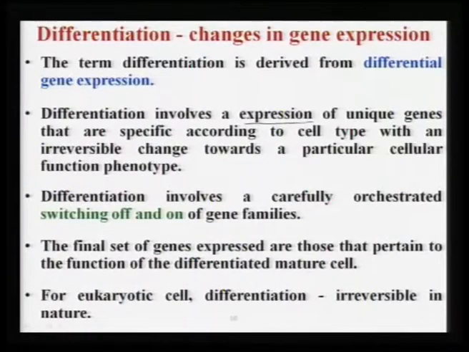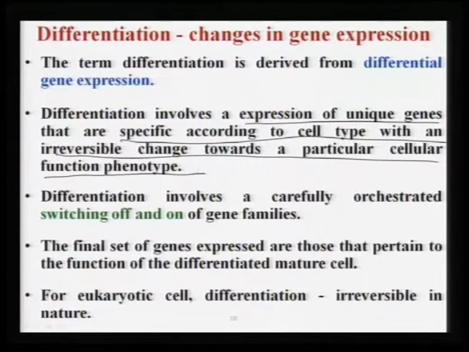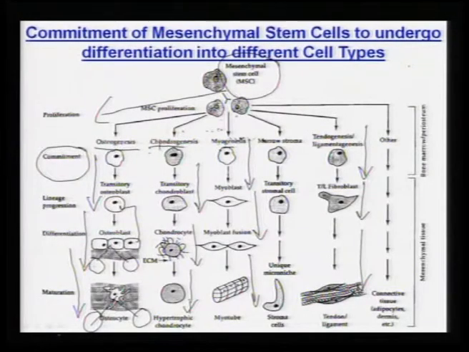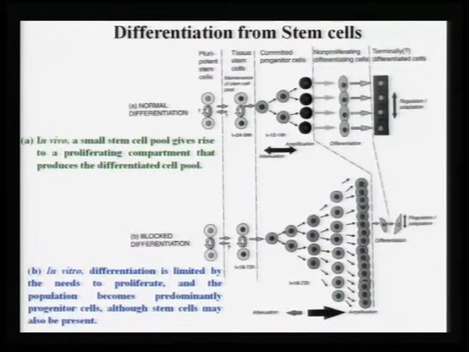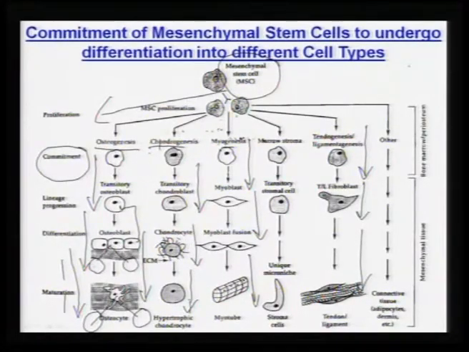Differentiation involves the expression of unique genes that are specific to a cell type, with an irreversible change towards a particular cellular phenotype. What I mean is that osteoblasts can be differentiated to osteocytes, and it is an irreversible process. So, this cannot take place the other way, osteocytes to osteoblasts. Do you understand what I am saying? Osteoblasts can only be differentiated to osteocytes in an irreversible manner. It is not a reversible phenomenon, this differentiation process.